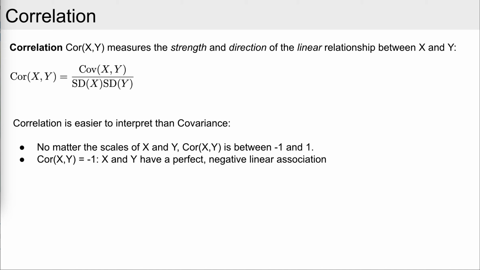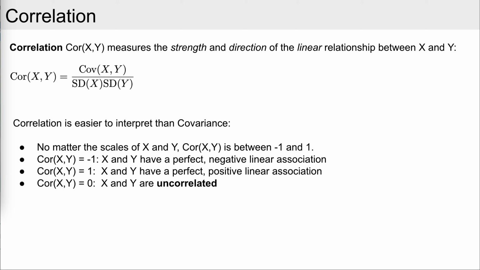At one extreme, a correlation of -1 indicates that x and y have a perfect negative linear association. At the other extreme, a correlation of 1 indicates that x and y have a perfect positive linear association. In the middle, a correlation of 0 indicates that x and y are uncorrelated. That is, x and y don't have any linear association.